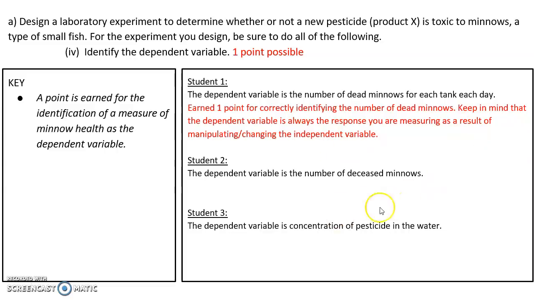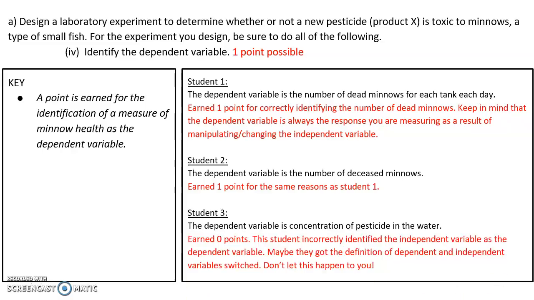So let's look at student number 2. Do they get the credit? Absolutely. The same for student 1. It is the number of deceased minnows. But bless it, student 3, concentration of pesticide. Can you name what the concentration of pesticide would be? Well, hopefully you told me that that's going to be the independent variable. So this student earned no points. They incorrectly identified the independent variable as the dependent variable. So maybe they got the definitions mixed up, or maybe they just don't really know what that is. So don't let this happen to you.